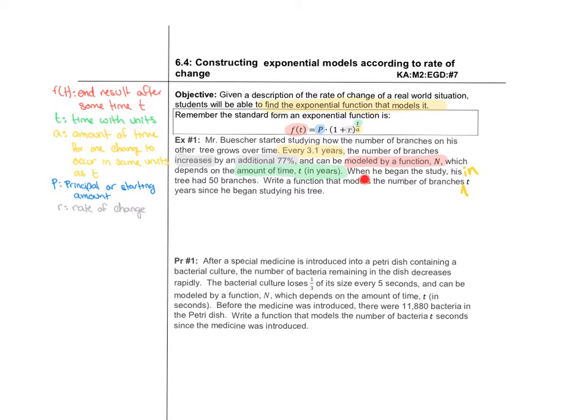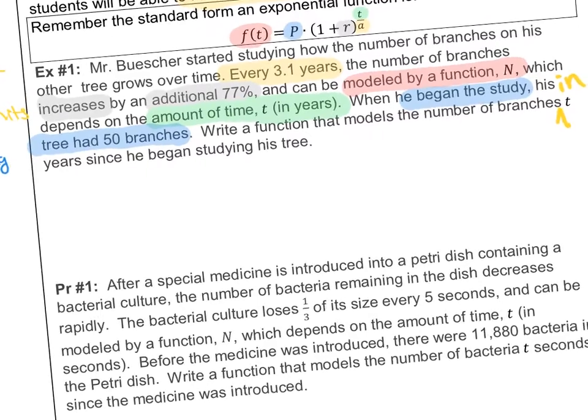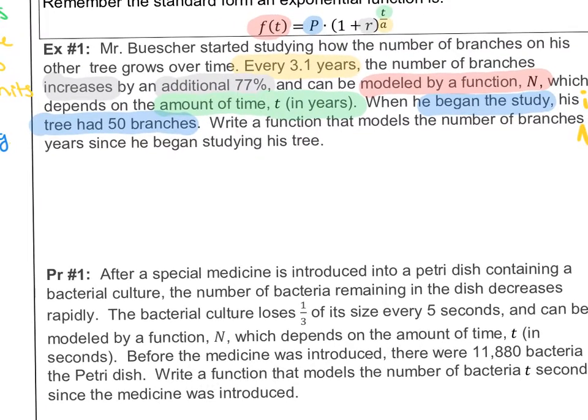And then it says when he began his study, so at the very beginning of his study, his tree had 50 branches. So that's our principal starting amount. It looks like we have all the information we need now. We have our f of t, or at least we can write it in such a way. We know what our time is, we know what our a is, our r is, and our p is. So that's everything we need. I'm going to write those all together down here, broken down into pieces, just to make sure it's really clear what I'm doing.